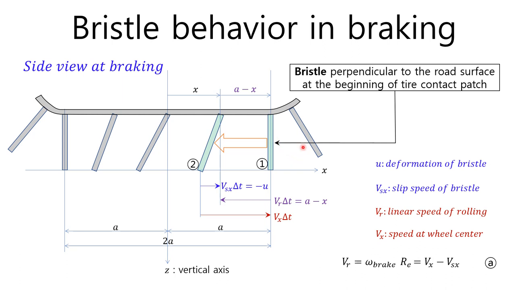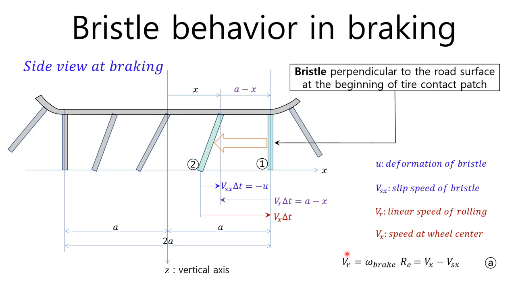Let's look at the bristle behavior in braking. This figure shows the relationship between the deformed shape of the bristle and the slip speed during the infinitesimal time of delta t in braking. During the infinitesimal time of delta t, the bristle at the position 1 moves to position 2. And during that time, the moving distance of the wheel center is Vx delta t, which is equal to the moving distance of the bristle head. Also, during the same infinitesimal time delta t, the moving distance of the bristle base is Vr delta t, which is equal to a minus x.